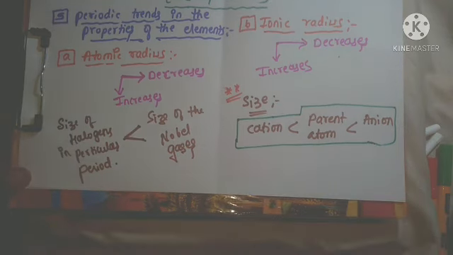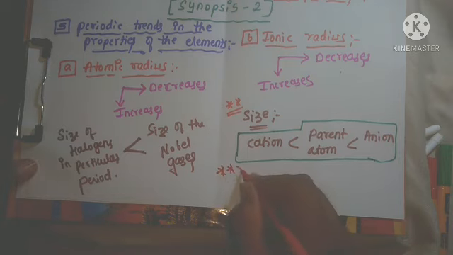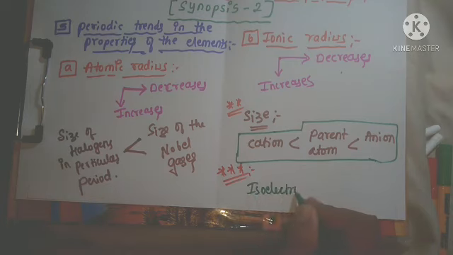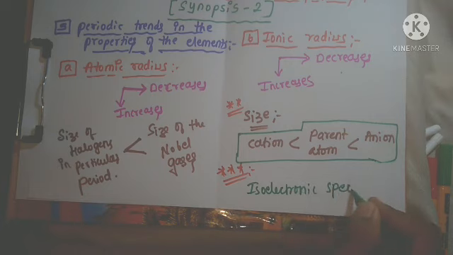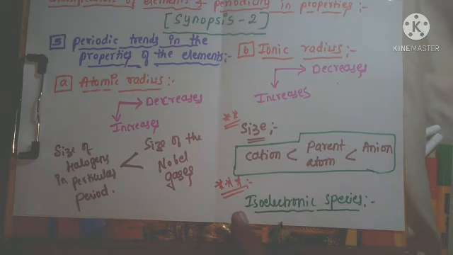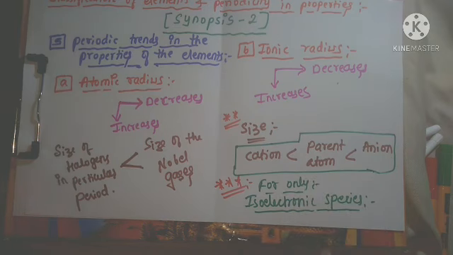Next, another very important point. It is also very important. We know isoelectronic species. What is meant by isoelectronic species? The species which are having same number of electrons are called isoelectronic species. Now this is the size rule for isoelectronic species, for only isoelectronic species. How the size will change, we will discuss now. I will write the rules first. After that we will discuss examples.